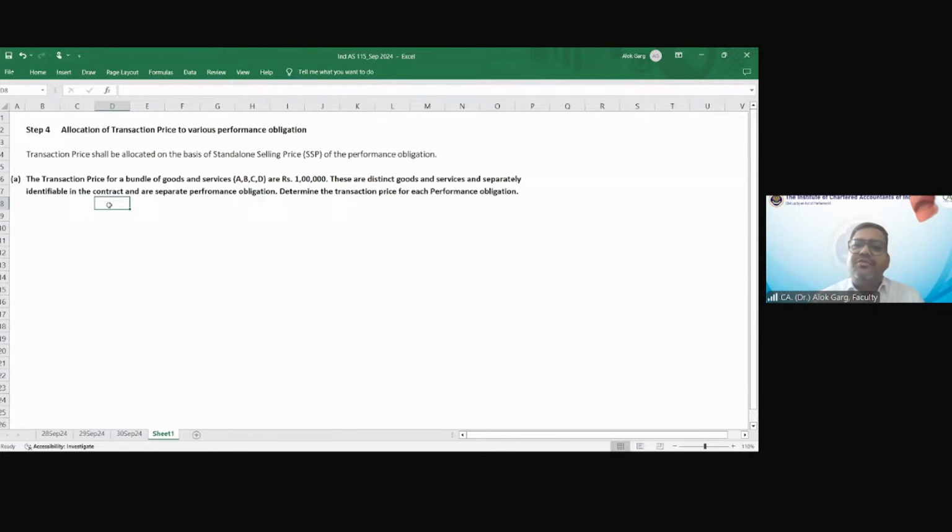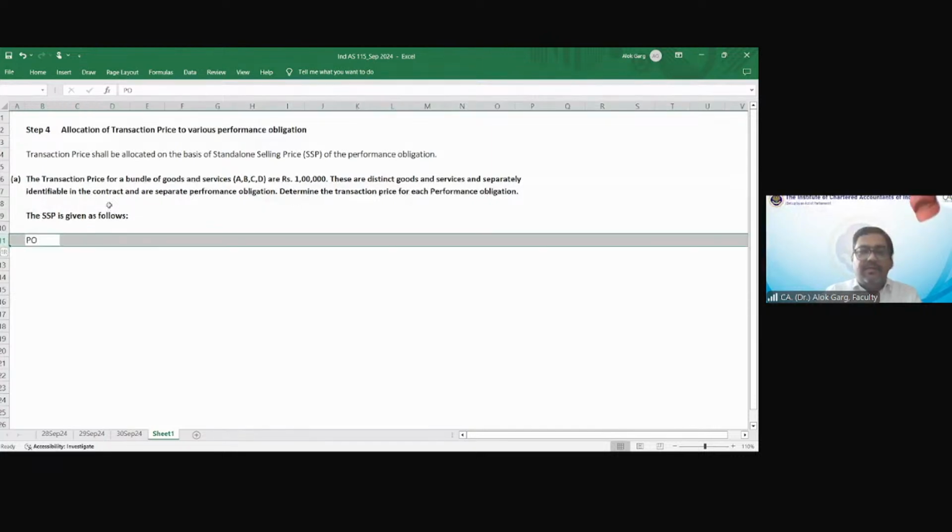These are distinct goods and services, separately identifiable in the contract, and are separate performance obligations. Determine the transaction price for each performance obligation. And the standalone selling price is given as follows. So in this question the transaction price is given and the standalone selling price is also given.